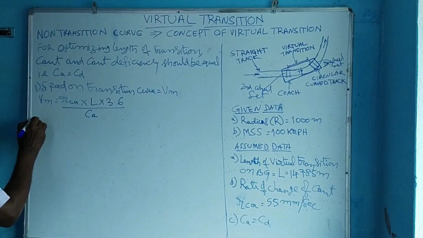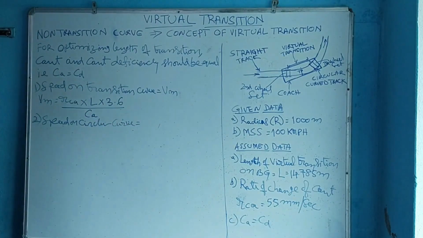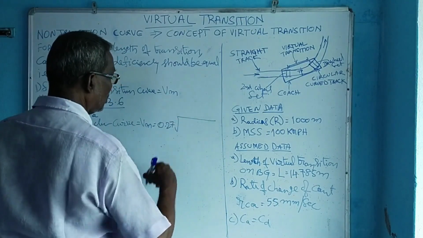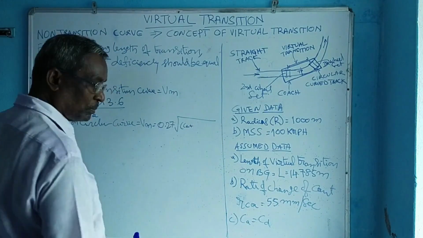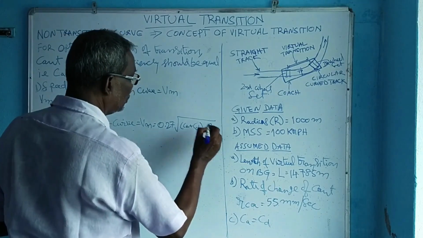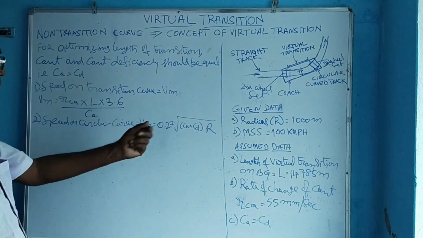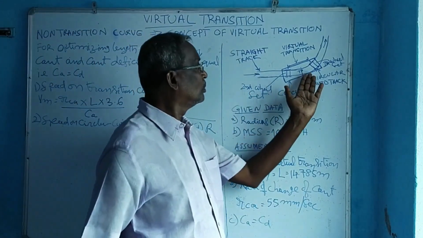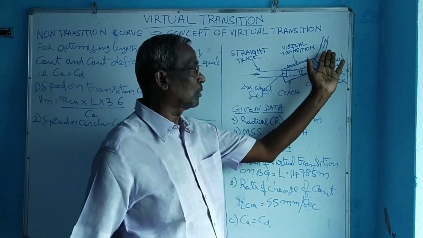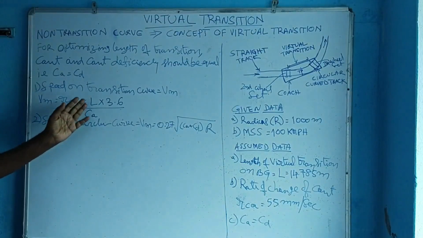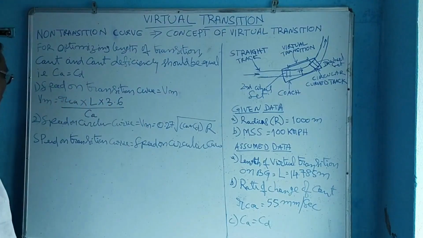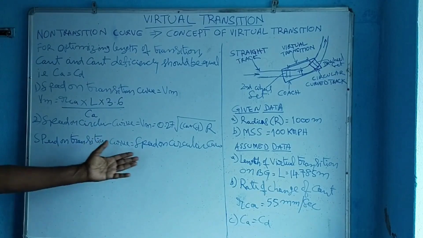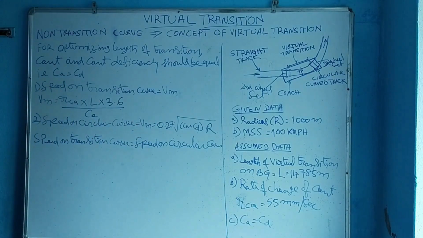Next, number 2. Speed on circular curve is equal to 0.27 square root of CA plus CD into R. This is the formula. But here, speed on transition curve is equal to speed on circular curve, so we can equate both. This is the condition: speed on transition curve is equal to speed on circular curve.